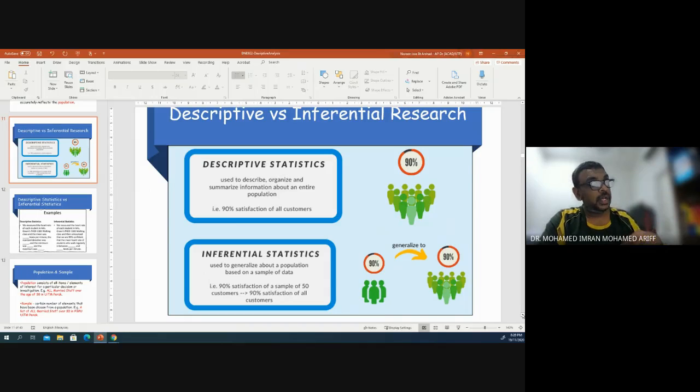So that's why kalau you tengok dalam kotak inferential ni, 90% satisfaction of the sample daripada 50 orang customer, 90% is satisfied. Okay, so bila 90% satisfied, your research can say, maka semua orang satisfied. Semua orang satisfied kat situ. Okay, so kalau ada orang tanya soalan je.